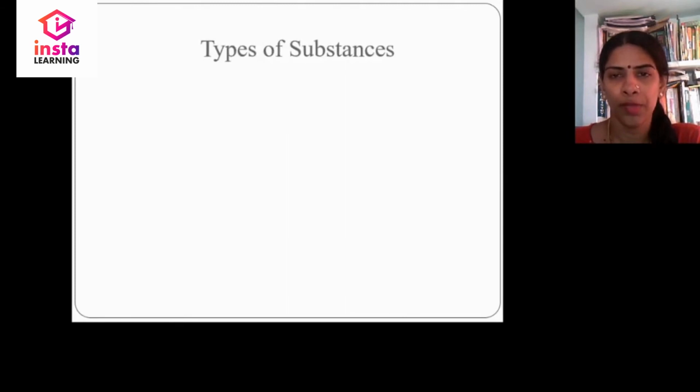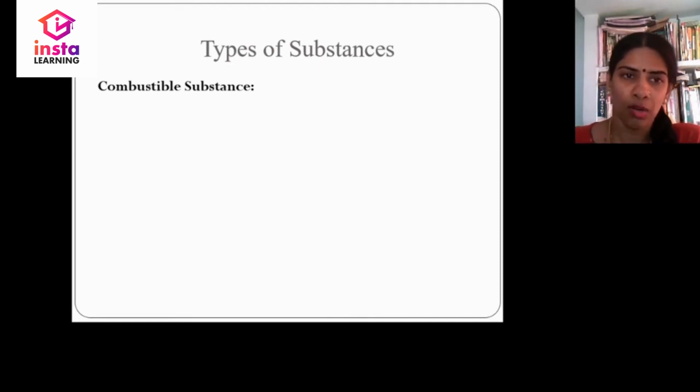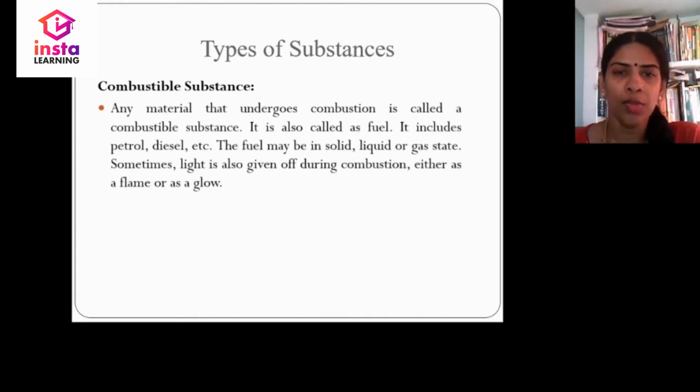Types of combustible substances. As discussed earlier, there are two types of substances, combustible substances and non-combustible substances. Combustible substances are any material that undergoes combustion. It is also called fuel. It includes petroleum, diesel, etc. The fuels may be solid, liquid, or in gaseous state. Sometimes light is also given off during combustion, either as a glow or as a flame.